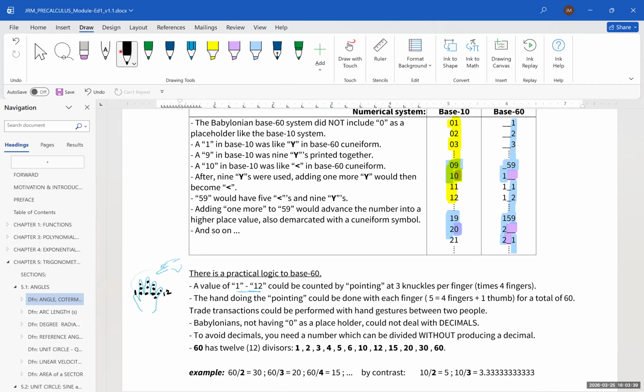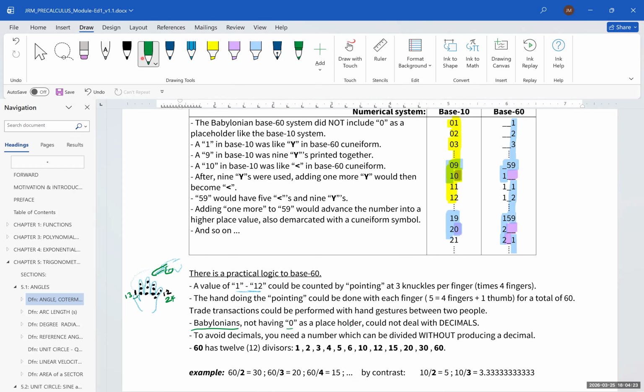So you could count 1 to 12 just by pointing with one finger to each of the knuckles on your hand. Okay. And then you could count from 13 to 24 by using the next finger on your hand. And then you could use the next finger on your right hand and count each knuckle. And so you could actually count from 1 to 60 using just your left and your right hand.